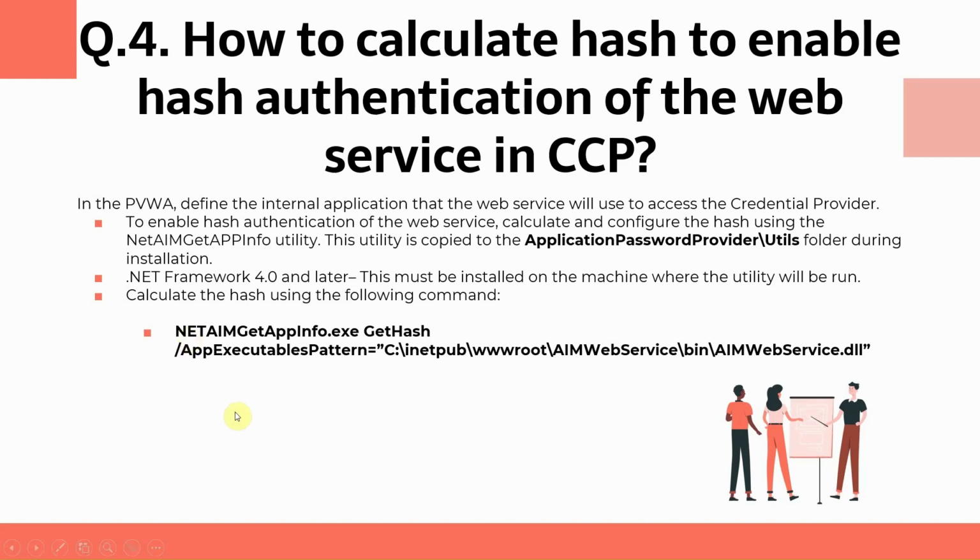To authenticate with the hash, you need to calculate the hash value, and to calculate it you need to use this command: NETAIMGetAppInfo.exe. You will find this exe file in the installation directory of the CCP. Let's say it is installed on the C drive: go to C, Program Files (x86), CyberArk something. There you will find an SDK folder or something similar, and in it you will find this utility to calculate the hash. Open PowerShell and run this utility, and after that you will get a hash. You need to copy that hash and put it in the application where you created it with hash authentication. So you are providing more security to the authentication to get the password from CyberArk.